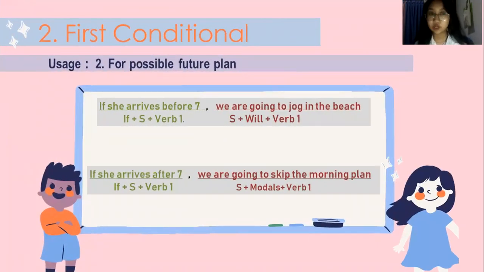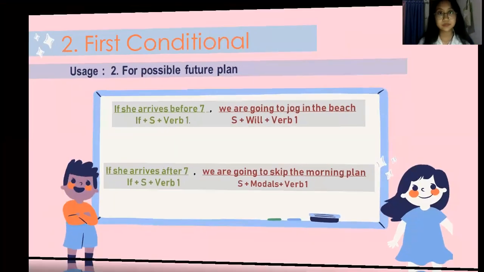Next, we have first conditional. The second usage is for possible future plan. If you can see the example here, if she arrives before 7, we are going to jog in the beach. So in this sentence, the future plan is going to jog in the beach. Okay, so this is called the first conditional because going to jog in the beach is a possible future plan, right? So the structure for this is the same as before. The difference between this and the previous sentence is only the usage.